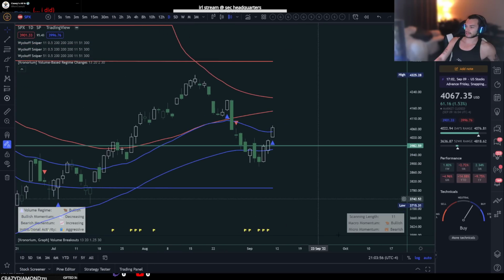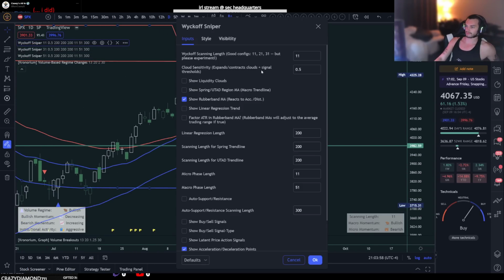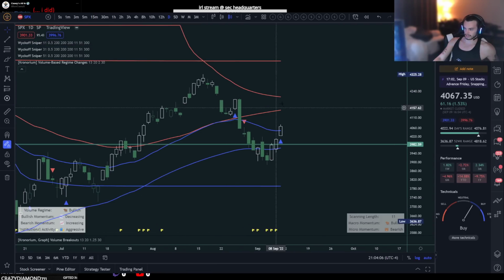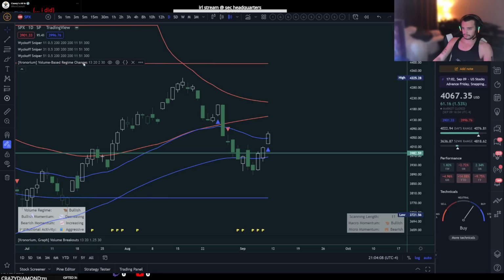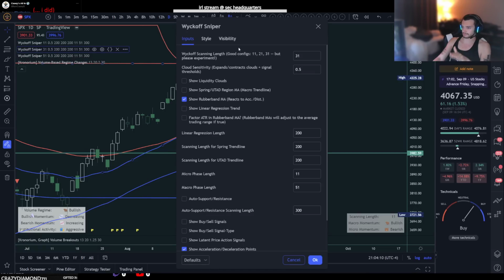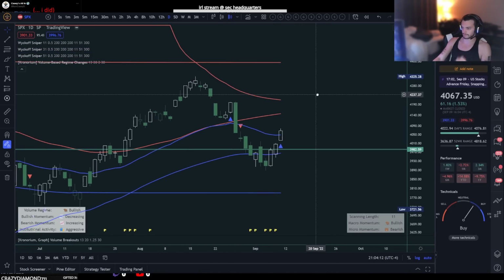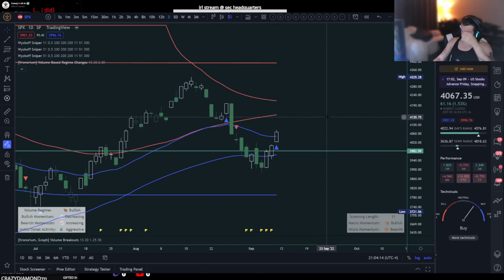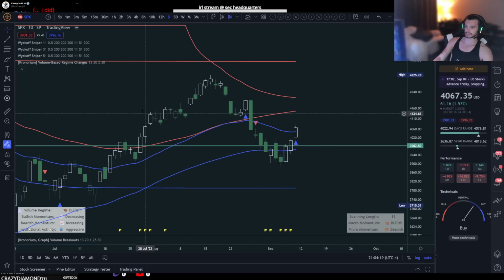As far as the Snippy Snipe goes, with this config, scanning length set to 11, cloud sensitivity 0.5, and you can see the rest. I have 3 instances of that, with the only differences being that the scanning lengths are 11, 31, and 51. So, on the 11, we're reading that the macro momentum is bullish, and micro momentum suggests bearish.